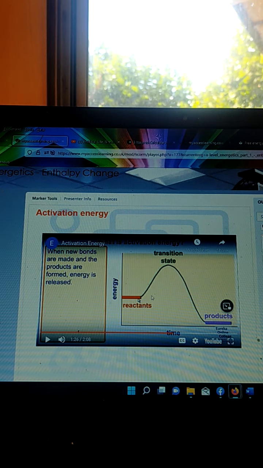When new bonds are made and the products are formed, energy is released. No, I don't know that that's necessarily true. Because if the products are higher in enthalpy than the reactants, it still goes through a transition state, quite conceivably. Yes, I have to think about that one a little bit more, but let's ignore that. We'll carry on. It requires less energy than the overall energy that's been released, so we get an exothermic reaction.